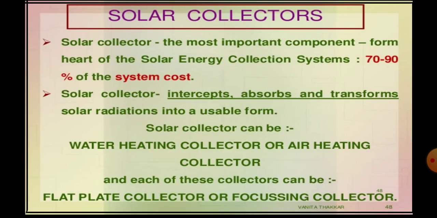Solar collectors are the most important component of solar energy collection systems, accounting for 70 to 90% of the system cost. The solar collector interface absorbs and transforms solar radiation into a usable form. A solar collector can be a water heating collector or an air heating collector, and each of these can be a flat plate collector or a focusing collector.